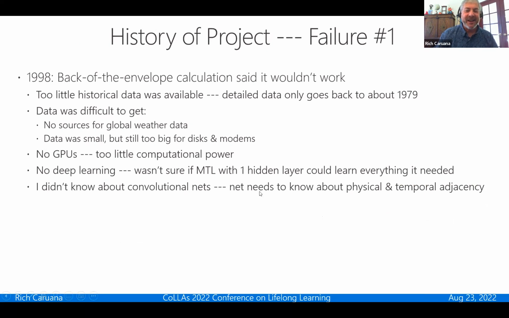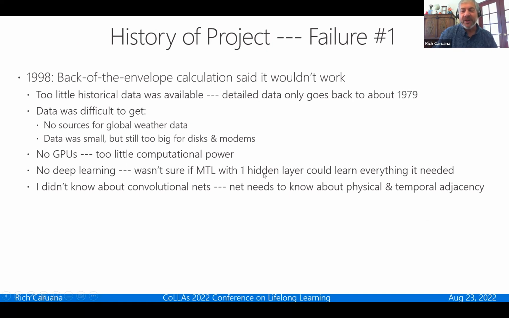Hey, I did a back of the envelope calculation in 1998. It said, there's not a chance this is going to work. The data only went back then about 20 years. The data was difficult to get. You couldn't get global data. The data was small as far as a neural net was concerned, but it was still very big for disks and for modems. We didn't have GPUs back then.